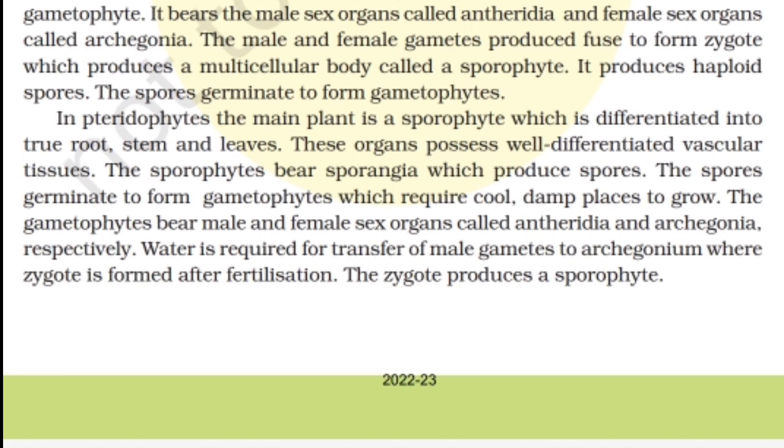In pteridophytes, the main plant body is a sporophyte, which is differentiated into roots, stem and leaves. These organs possess well-differentiated vascular tissues. The sporophytes bear sporangia, which produce spores. The spores germinate to form gametophytes, which require cool, damp places to grow. The gametophytes bear male and female sex organs called antheridia and archegonia, respectively. Water is required for transfer of male gametes to the archegonium, where the zygote is formed after fertilisation. The zygote produces a sporophyte.